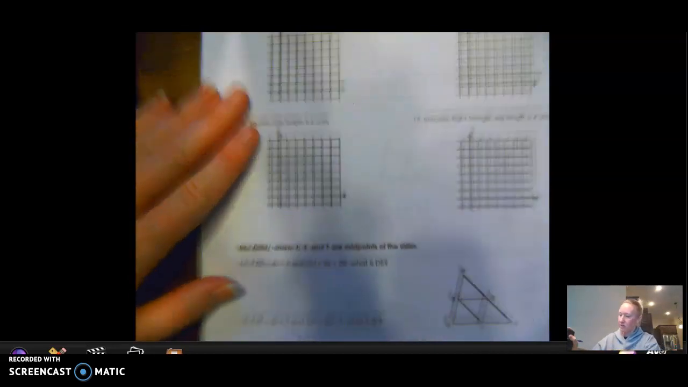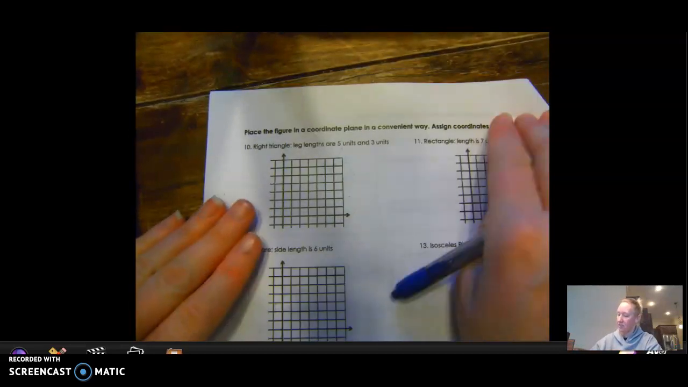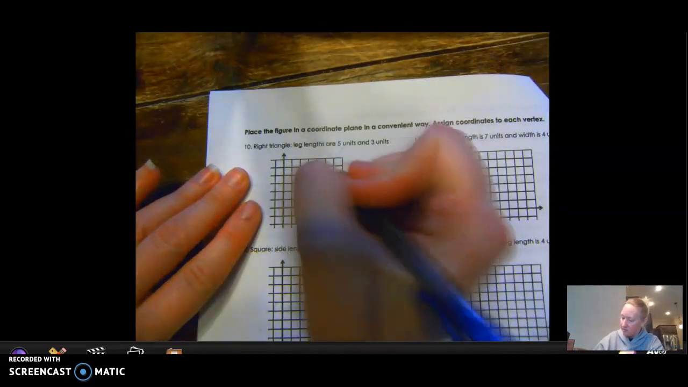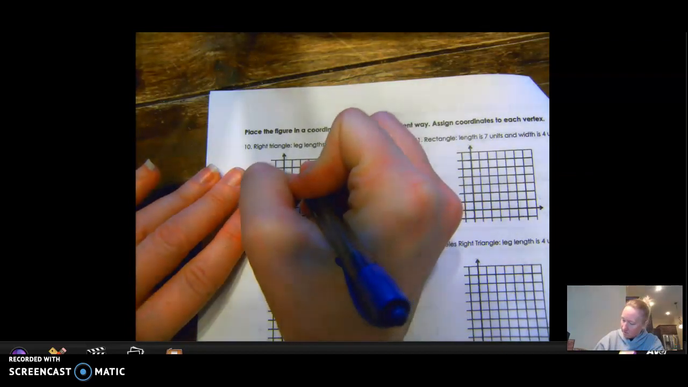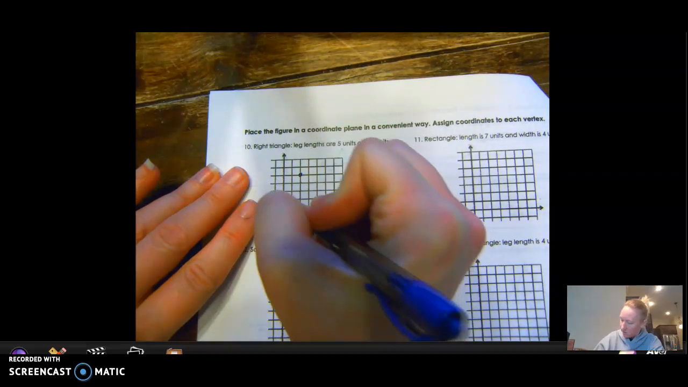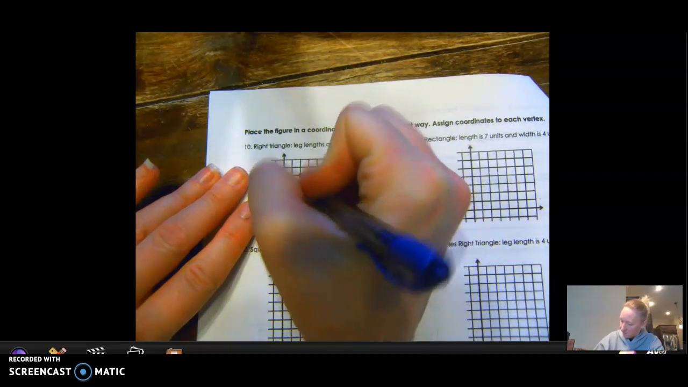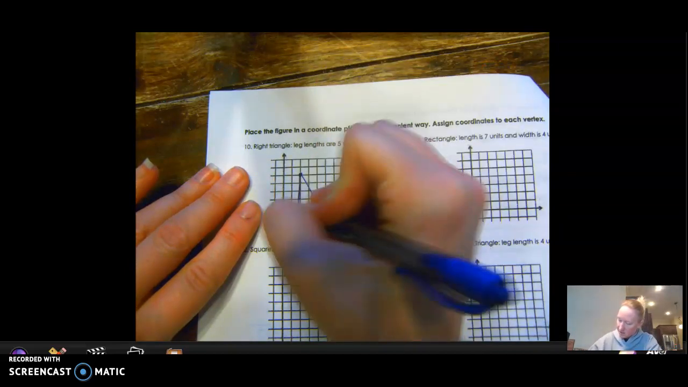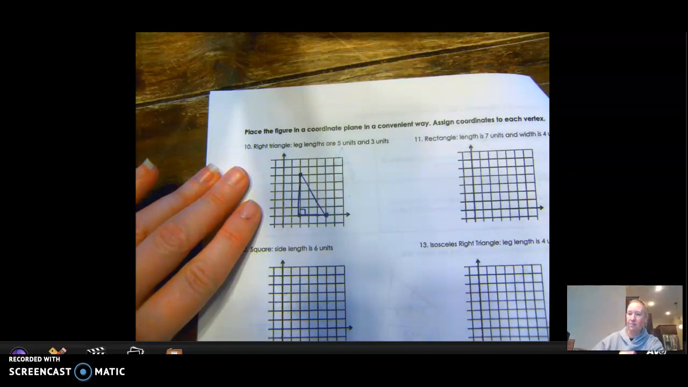Okay, second page. Place the figure in a coordinate grid in a convenient way. Assign coordinates to each vertex. A right triangle with a leg length of 5 units and 3 units. So I'm going to put 1 point here. 5 units. 1, 2, 3, 4, 5. And then 1, 2, 3. So right triangle, so it hits at a 90-degree angle, right?